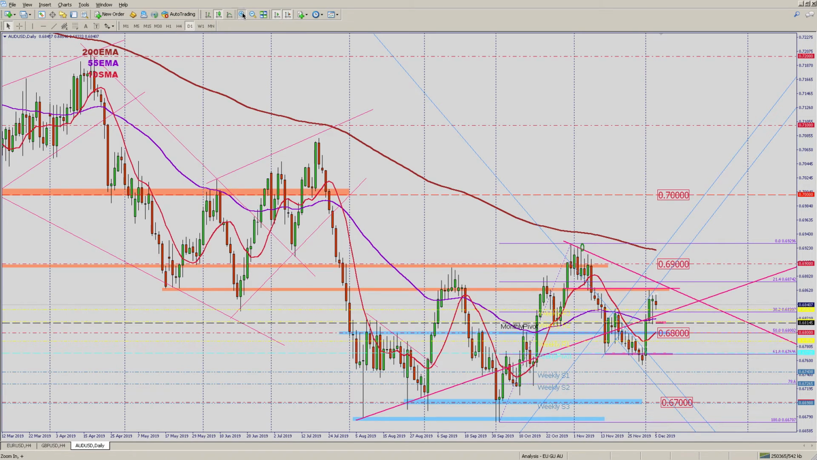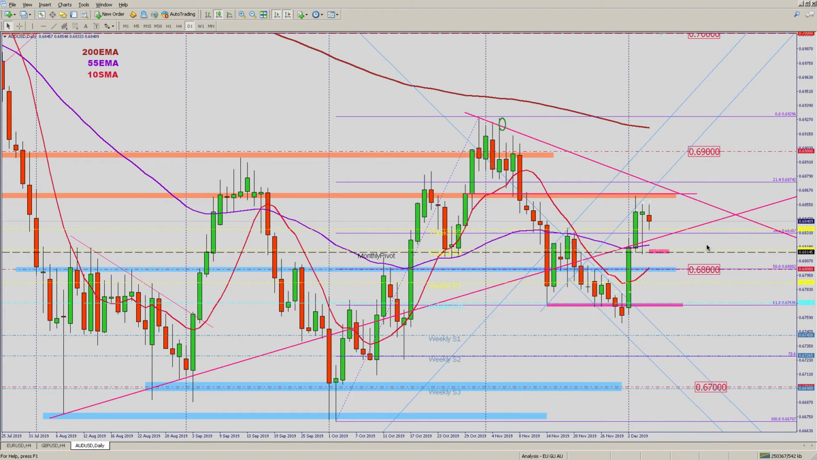All right, so let's take a look at the daily time frame. So yeah, for all the major pairs now, they're all consolidating ahead of the non-farm payroll report tomorrow night, so watch out for that.